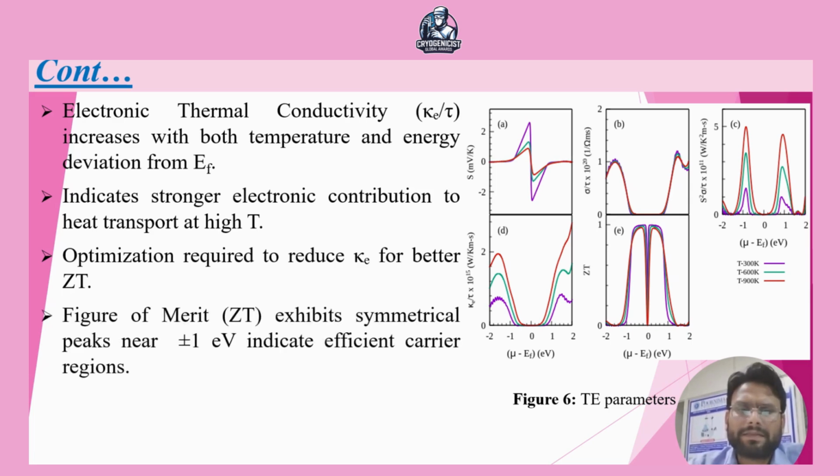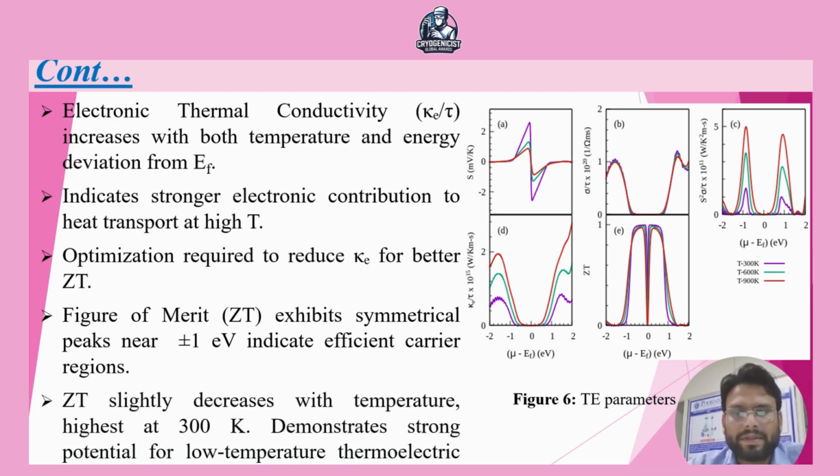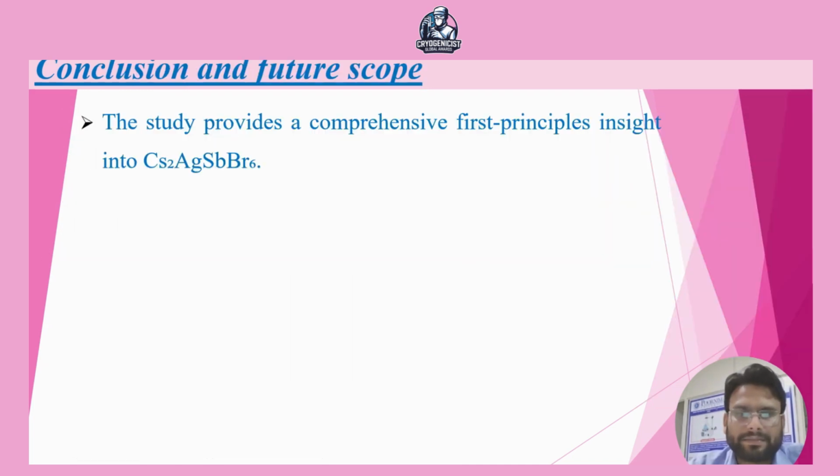Figure of merit exhibits symmetrical peaks near plus minus 1 electron volt, as can be seen in figure 6E, right? It indicates efficient carrier regions. It slightly decreases with temperature. As you can see, the red line curve is attaining the lowest height among the three, near the Fermi level. So it demonstrates a strong potential for low temperature thermoelectric applications.